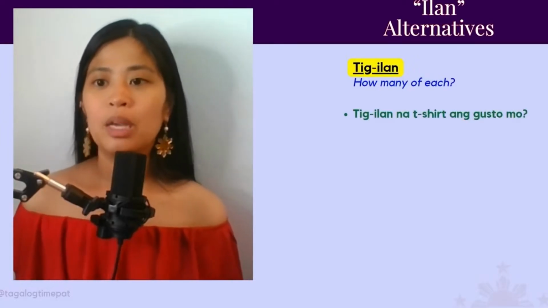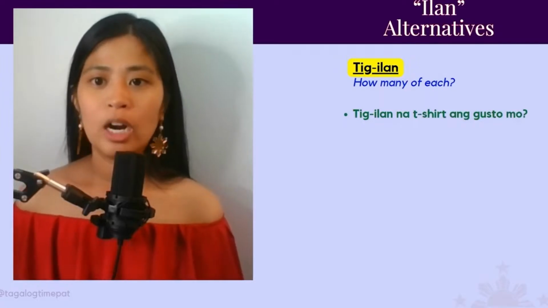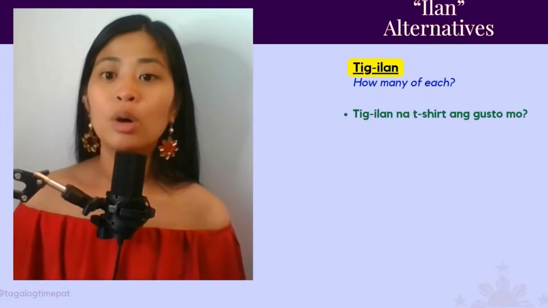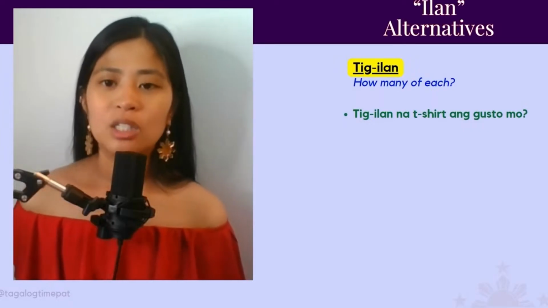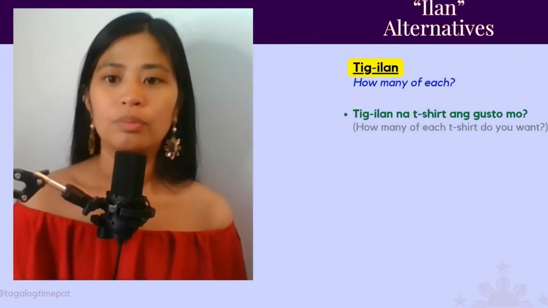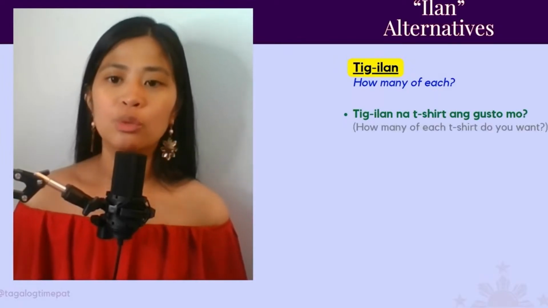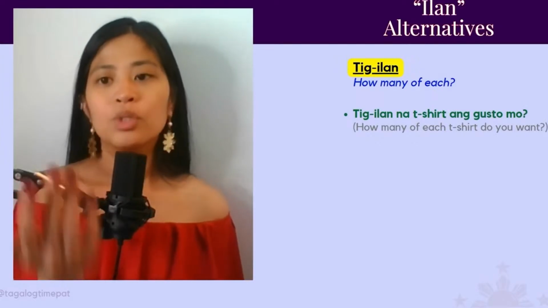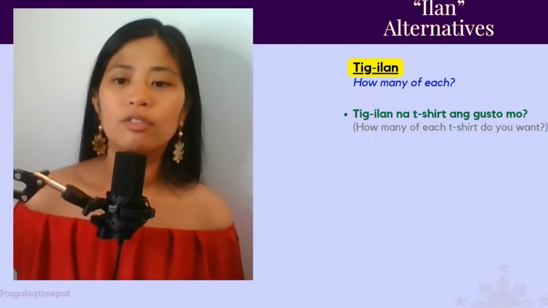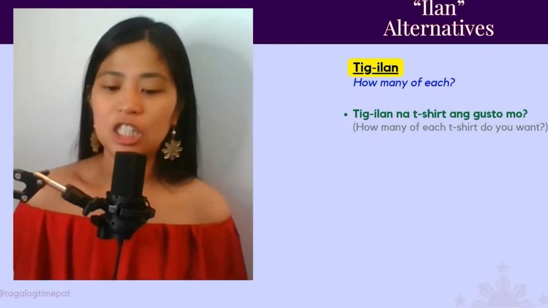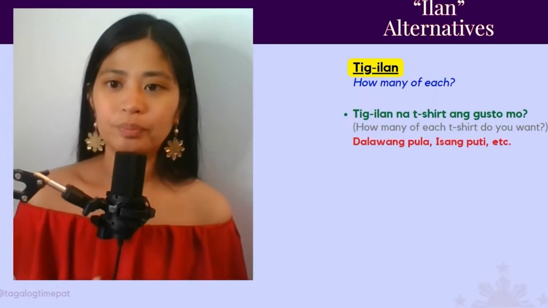So for example, maybe you're shopping at a store and you're like, oh, I like all of these t-shirts, but I want multiple of them. They might ask you, tig ilan na t-shirt ang gusto mo? How many of each t-shirt do you want? For example, oh, I want 3 of the red t-shirts, 2 of the white t-shirts, 1 of the black. So, tig ilan na t-shirt? How many of each t-shirt do you want?